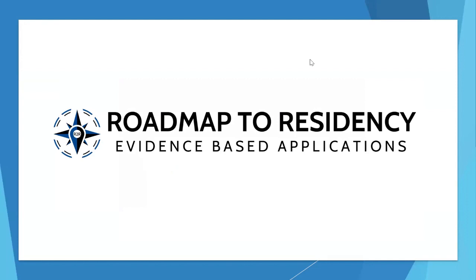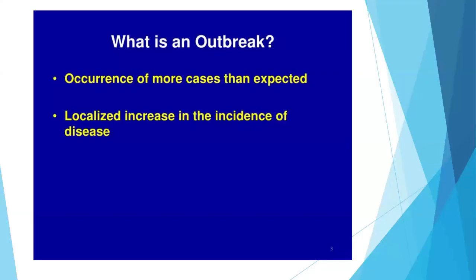In this video, we will be discussing the steps in outbreak investigations. So what is an outbreak? In the previous video, we have seen that we need to define the cases. We need to find out if it is actually an outbreak. An outbreak is the occurrence of more cases than expected. It is a localized increase in the incidence of disease.